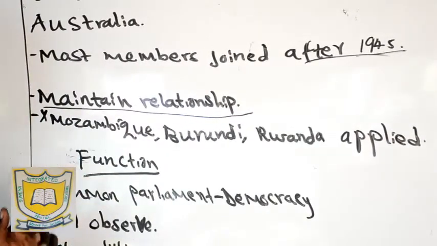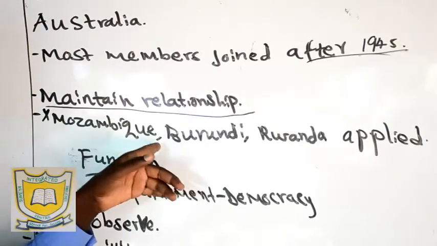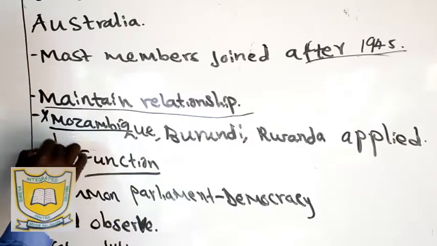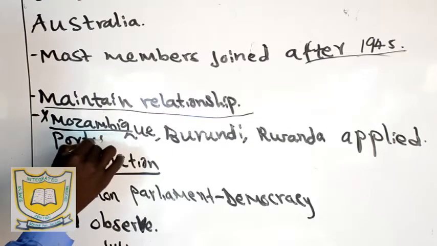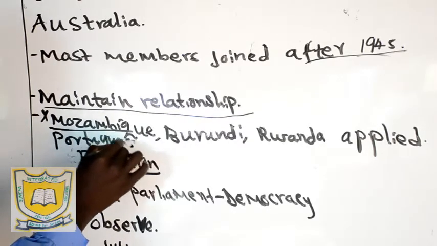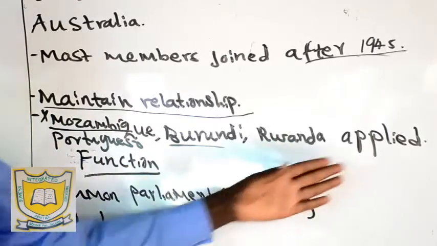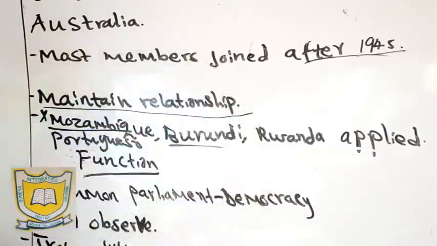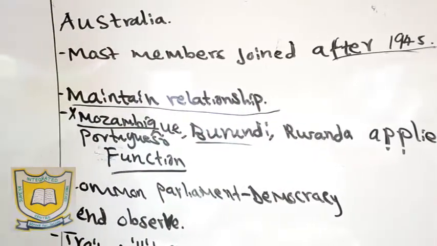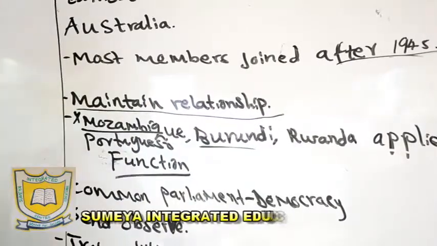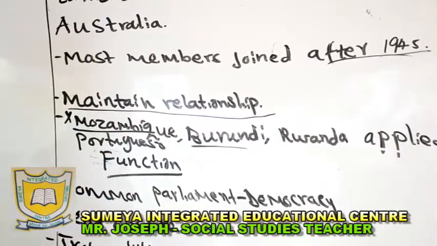And then you have some countries which were not colonized by Britain. They can apply for membership. One of them is Mozambique. Mozambique was a Portuguese colony. It was colonized by the Portuguese. Then we have Rwanda and Burundi, colonized by the Belgians. So these applied for membership in the Commonwealth. So there are some countries which were not colonized by Britain, but they can apply. When they qualify, they are admitted.